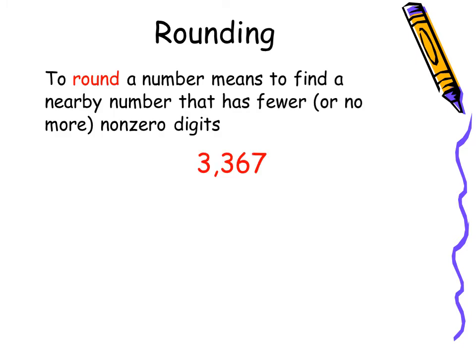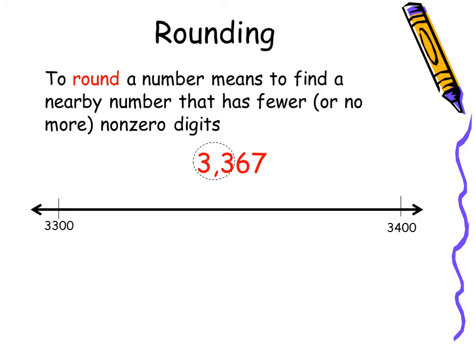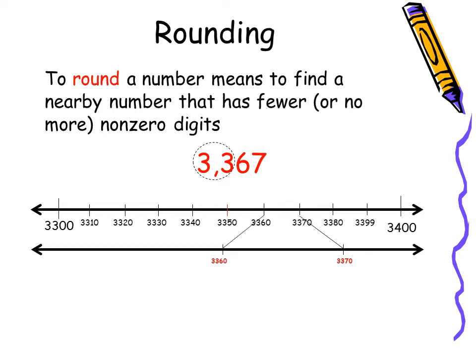Looking at this number, let's see if we were to round to 2 non-zero digits. So that means we will be looking to see whether this number would round down to 3,300 or up to 3,400. So the long tick marks are actually hundreds. So the smaller tick marks would have to be tens. So it's going by 3,310, 3,320, and so forth. So our number is 3,367. So that means that it would need to be between 3,360 and 3,370.